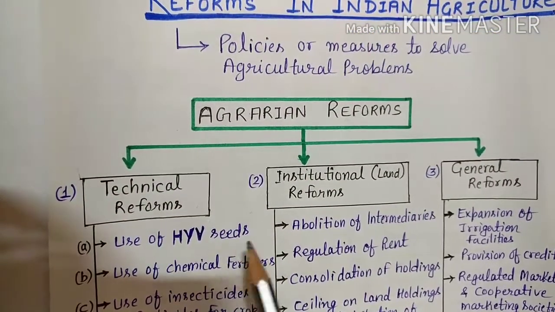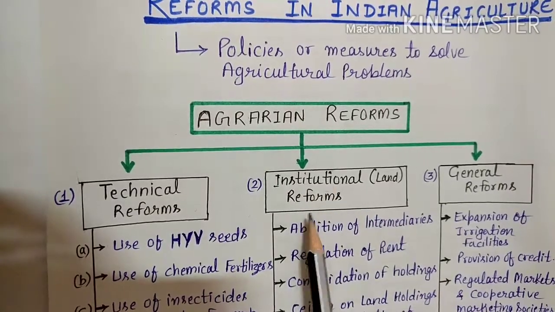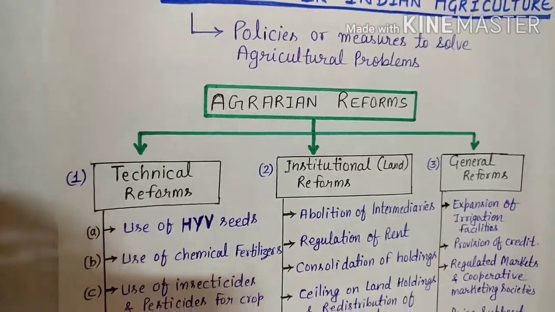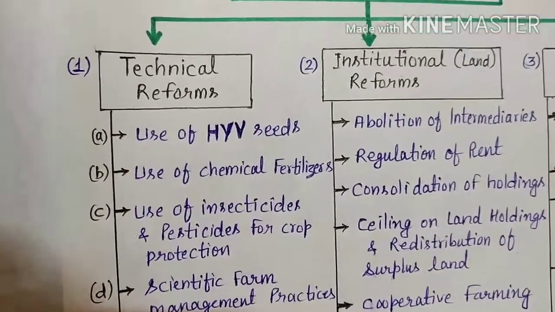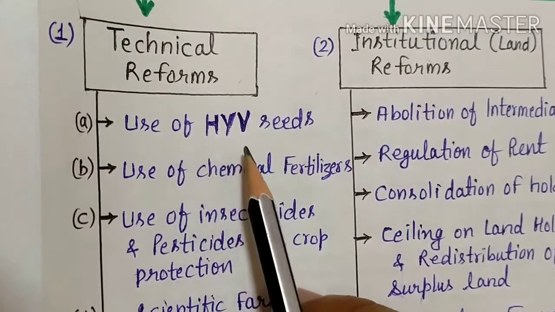First is technical reforms, also known as the green revolution. Second is institutional reforms, or you can say land reforms. And third is general reforms. So first we will talk about technical reform. The first point which comes under technical reform is the use of HYV seeds.